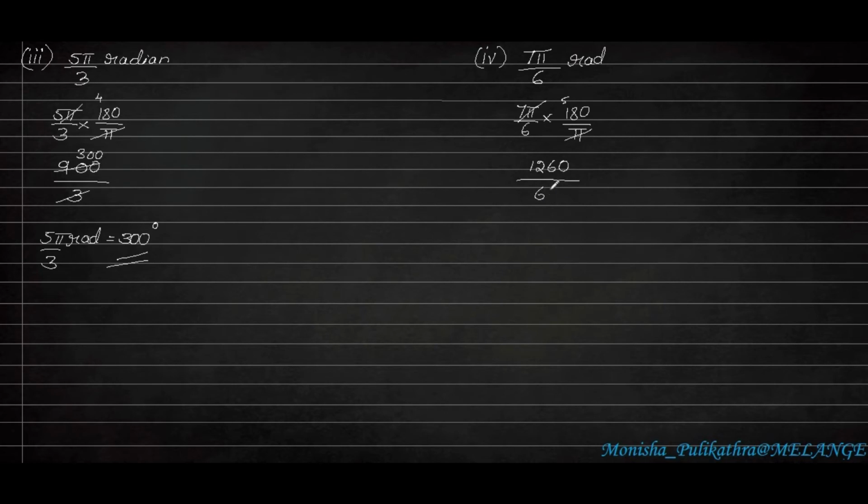So now 6 2s are 12, 6 1s are 6 and 0 here. So the conversion of 7 pi by 6 radian is equal to 210 degrees. So I hope you understood both the problems.